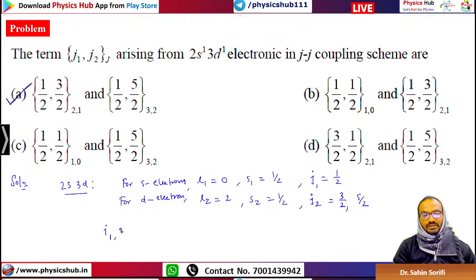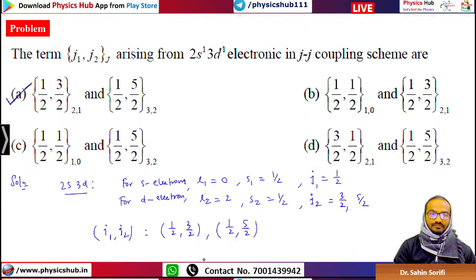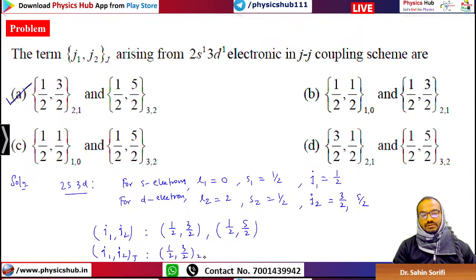We have to consider J1, J2 combinations. So half with 3 by 2, and half with 5 by 2. Okay. And if you consider J1, J2, J: half, 3 by 2 gives 2, 1; half, 3 by 2 gives 2, 1; and here half, 5 by 2 gives 2, 3 or 3, 2.